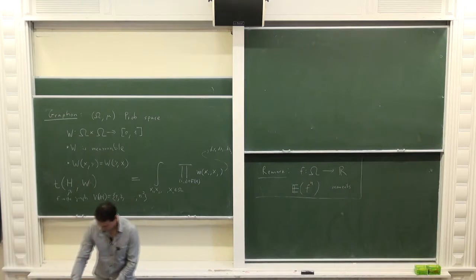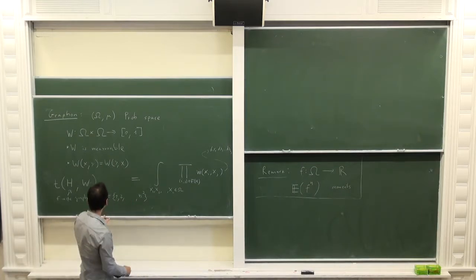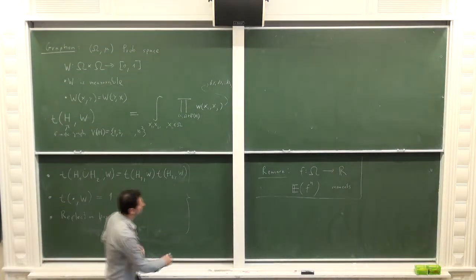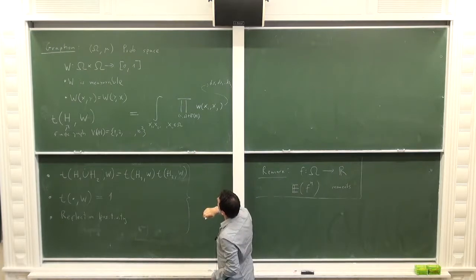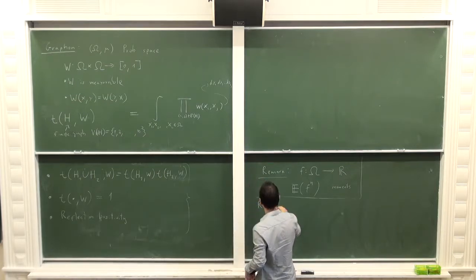It's also very useful to define a localized version of these subgraph densities that we call restricted homomorphism densities.